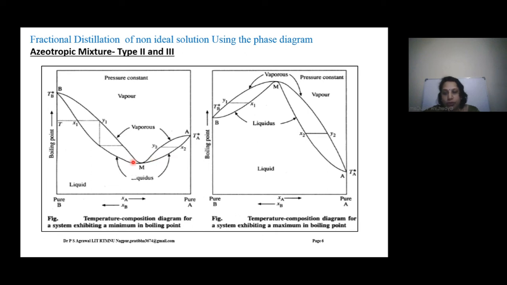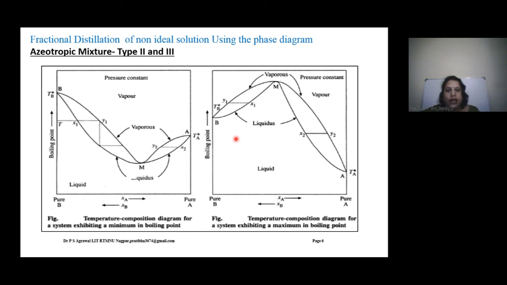So it depends on where your composition is. If the composition lies to this side, we can reach pure B and this one. If your composition lies to this side, we will get pure A and this one. Now this is about the solution having this type of boiling point. Now come to this type of solution. The same situation and the same explanation apply, and we will see that here also we will get the same things.